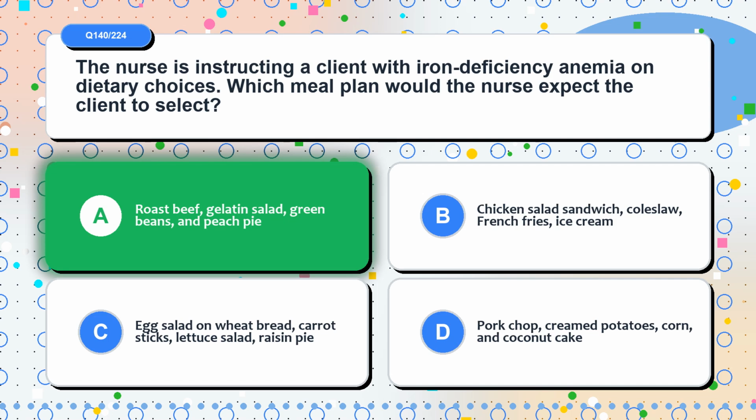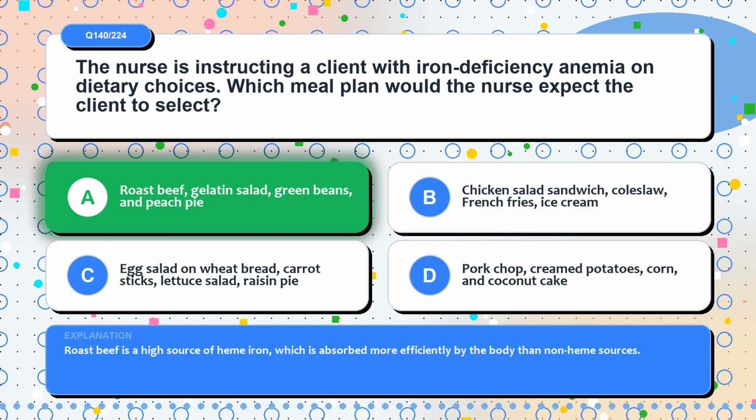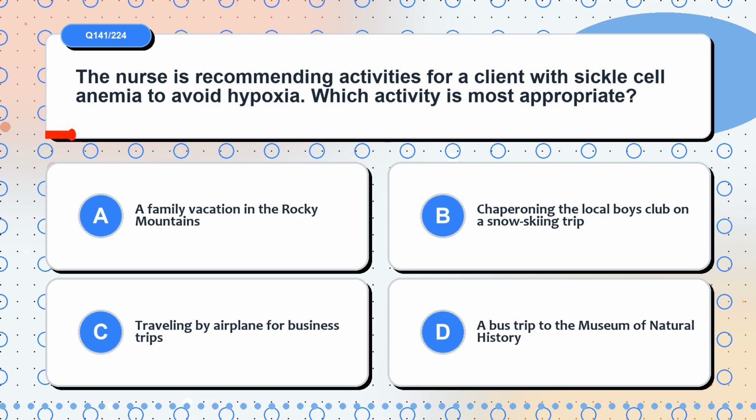The correct answer is option A, roast beef, gelatin salad, green beans, and peach pie. Roast beef is a high source of heme iron, which is absorbed more efficiently by the body than non-heme sources. Question 141. The nurse is recommending activities for a client with sickle cell anemia to avoid hypoxia.